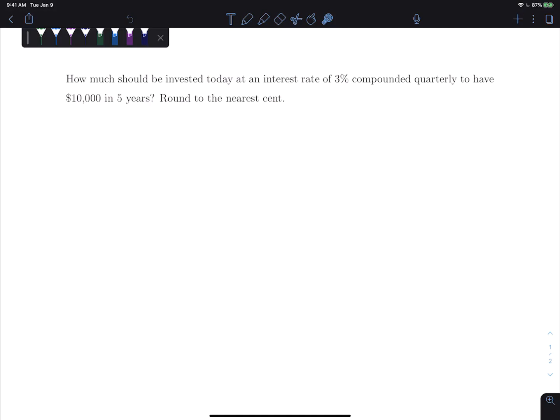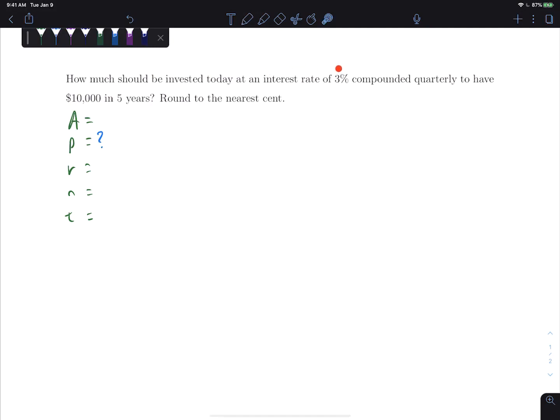Alright, so this is a compound interest question. So we have the variables A, P, R, N, and T. We want to label what these are. Look at the question. It says, how much should be invested today? That tells me that I don't know what the present value is going to be.